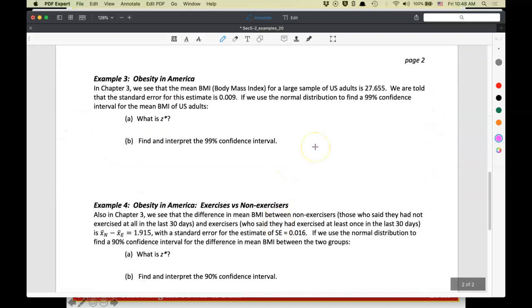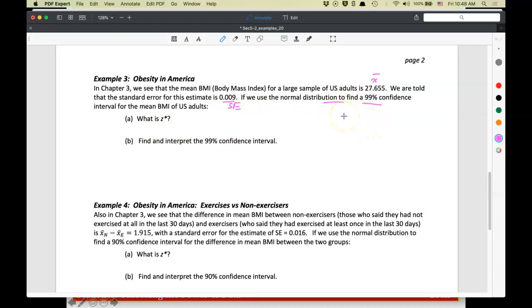See if I can avoid a mess up here, but who knows. So this is on BMI for a large sample of adults. So this is X bar. And we are told that the standard error for this estimate is 0.009. So that's our SE. So if we use the normal distribution to find a 99% confidence interval, what's Z star?